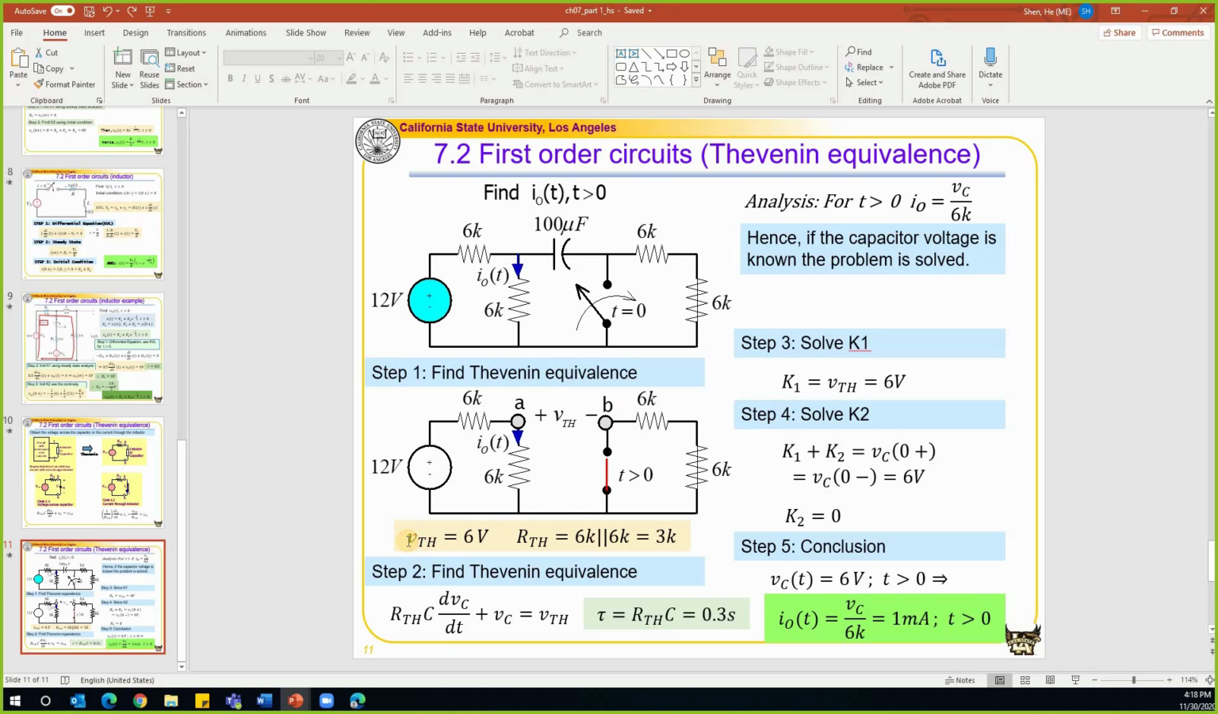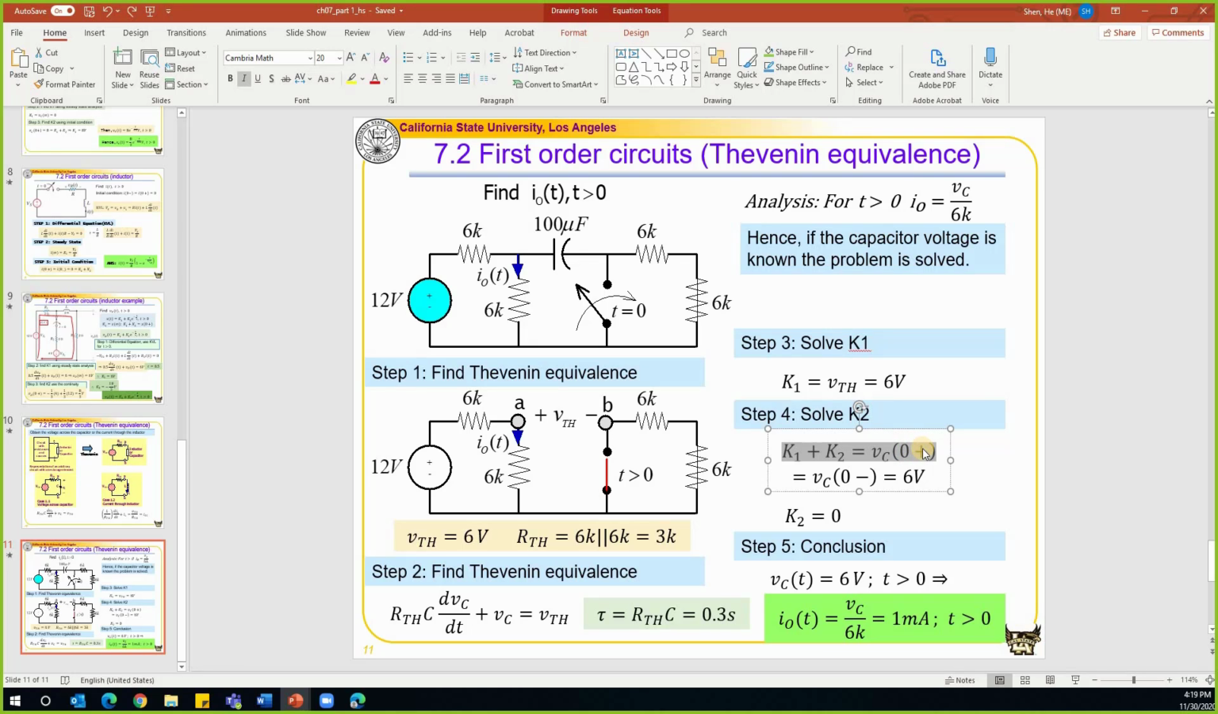After we find a Thevenin equivalent circuit, we find VTH and RTH. Given a Thevenin equivalent circuit with this voltage source and this resistor in series with one capacitor, we can find the differential equation related to this equivalent circuit, which gives us RTH times C times dV over dt plus Vc equal to VTH, and time constant tau equal to RTH times C, and K1 equal to VTH. We can solve K2 from the initial condition: K1 plus K2 is equal to Vc at time t equal to 0.